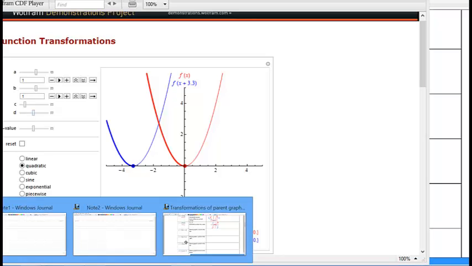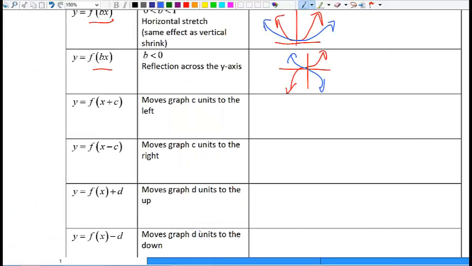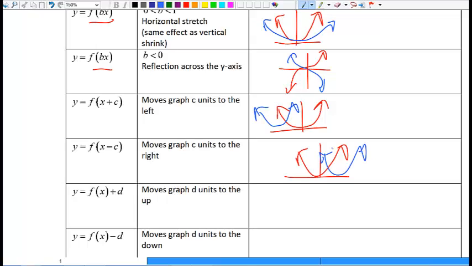Okay, so going back over to our notes, what does that do? So again, I'll do the red as the parent function, and I'll do blue as the transformed. So as I get larger and larger, plus c, that actually moves it sideways in the negative direction. But as I subtract it, it actually moves it in the positive direction.